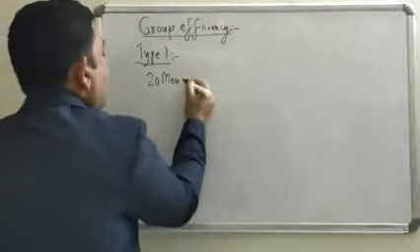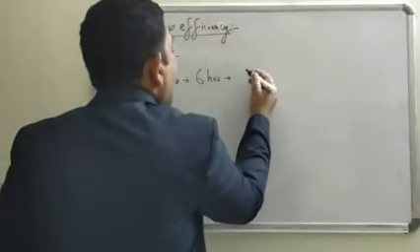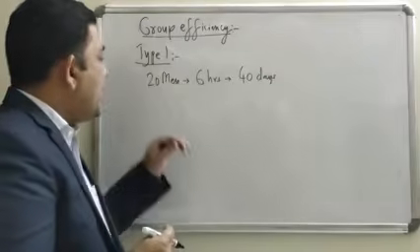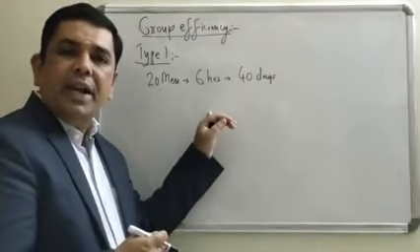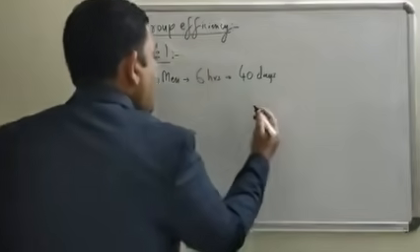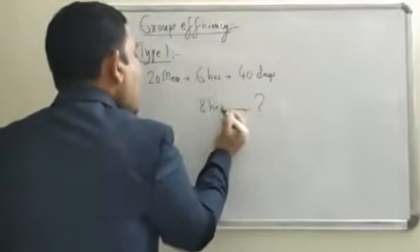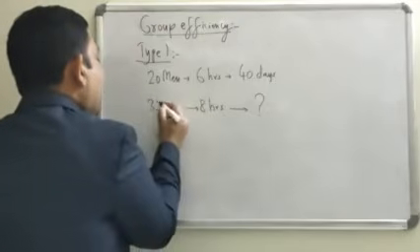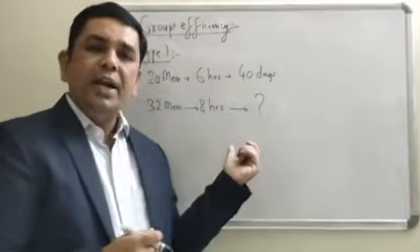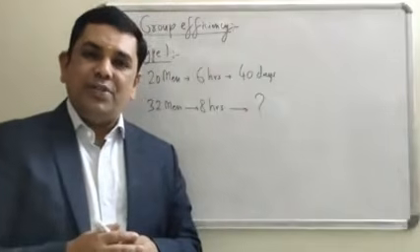20 men working for 6 hours every day can complete a task in 40 days. Then the question is, in how many days working for 8 hours every day can 32 men finish the same task? Alright, so this is the first type of question in group efficiency.